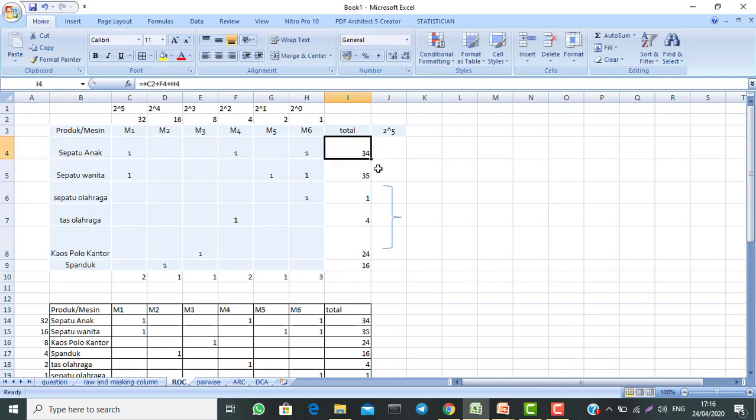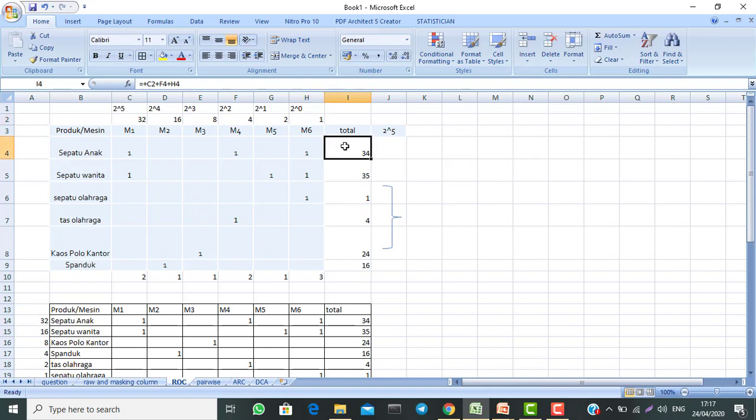Now let's fill the score according to the binary score, not this number, which is the number 1 score. Instead, we use the binary equivalent score.